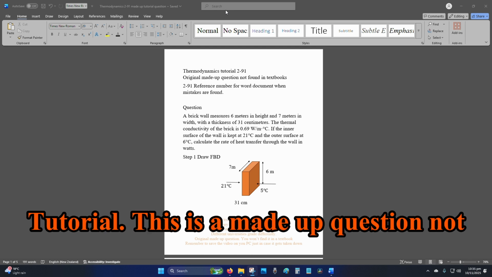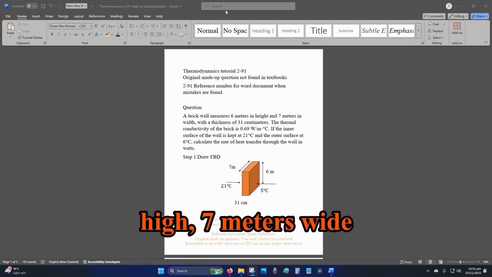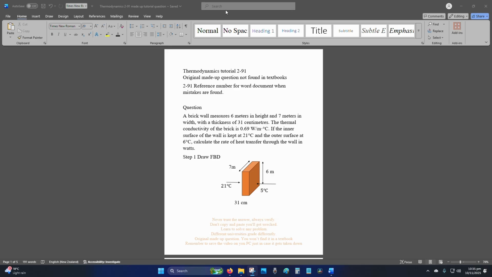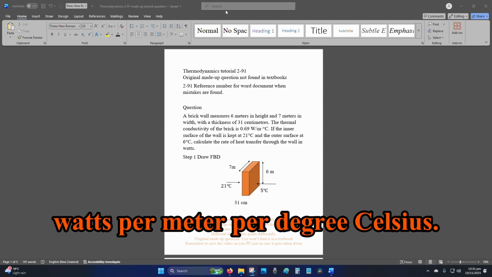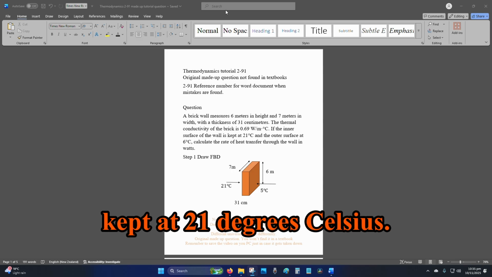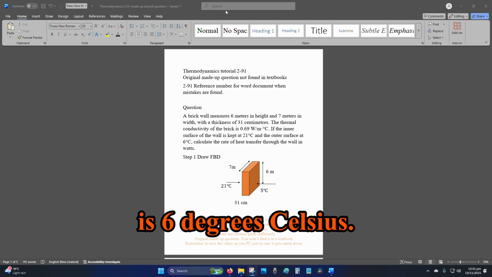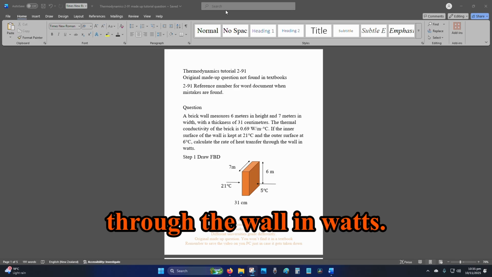This is a made-up question not found in your textbooks. We have a brick wall that is 6 meters high, 7 meters wide, and 31 centimeters thick. The thermoconductivity of brick is 0.69 watts per meter per degree Celsius. The inner wall surface is kept at 21 degrees Celsius. The outer wall surface is 6 degrees Celsius. Calculate the rate of heat transfer through the wall in watts.